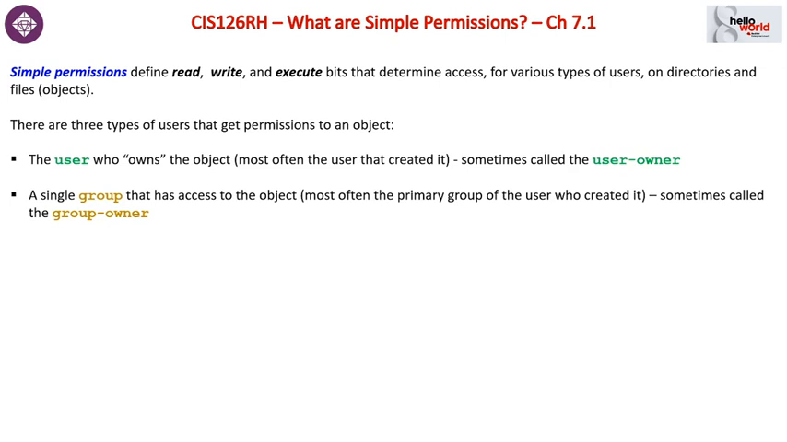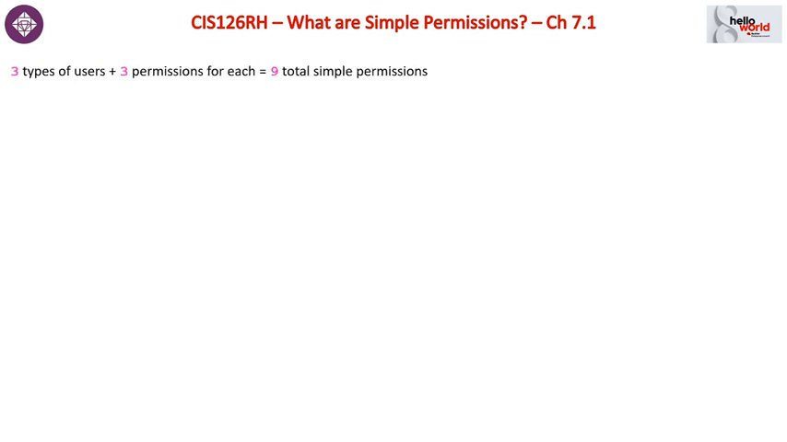So if it's not the user owner, and it's not what we call a group owner, or if you are not members of the specified group, you still have an account on the system, and then that would fall into others. What this leads into is a pretty simple equation. We have three types of users. Each of those three types of users have the three permissions, read, write, and execute, which means that there are 9 total simple permissions.